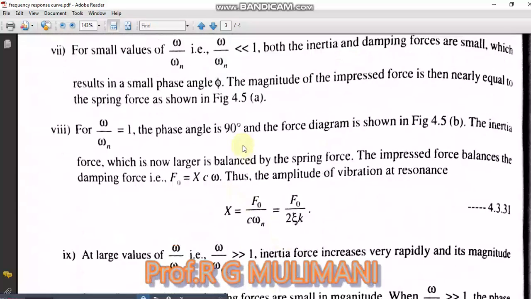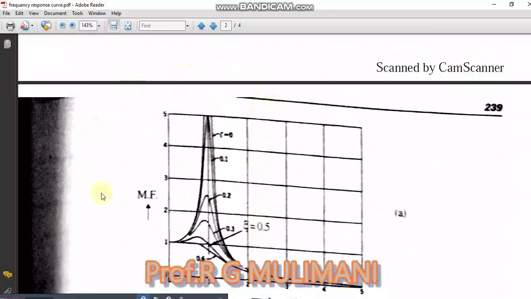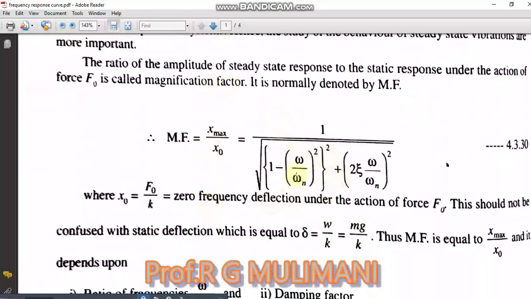Okay, these are the observations from the frequency response curve. Frequency response curve is taken from this equation for different values of frequency ratios and zeta. Okay, frequency ratios are on the abscissa or the x-axis, and on the y-axis magnification factor values are recorded for the different values of zeta.